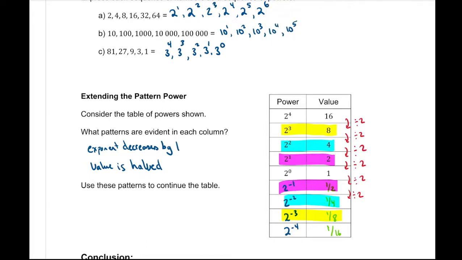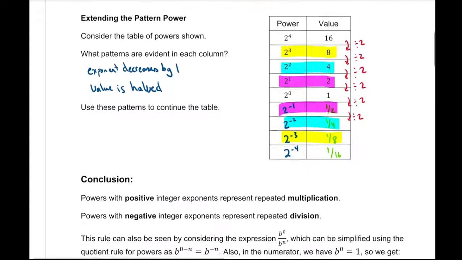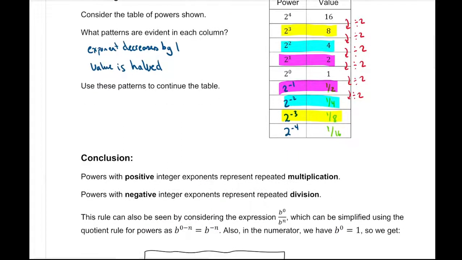Right? 2 to the power of 1 has a 2, then there's a 4 and an 8. 2, 4, and 8, except it's on the bottom. So there is kind of a pattern here that we can see. And that's going to help us understand how we can deal with negative exponents. So in conclusion, powers with positive integer exponents, so basically positive numbers, represent repeated multiplication.